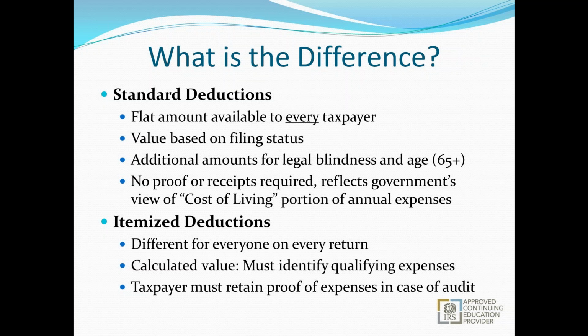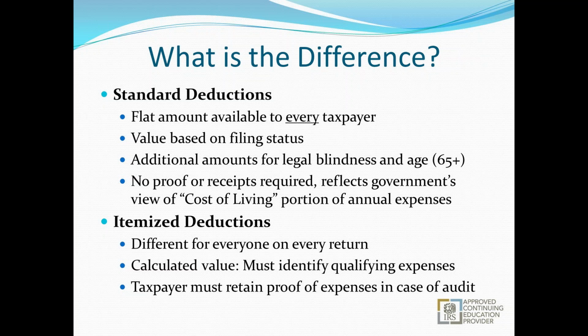There's no proof or receipts required at all. A standard deduction is just a reflection of what the government considers the cost of living portion of annual expenses for basic subsistence in the country. So that value is how much they think that the average person needs to basically just survive. And so there's nothing anyone needs to do. It's just automatic on every return by default. You have to essentially qualify and fill out the paperwork in order to itemize and take more than that number.